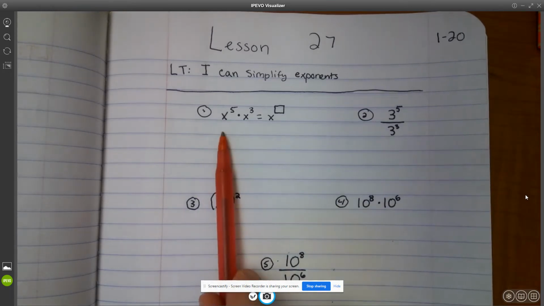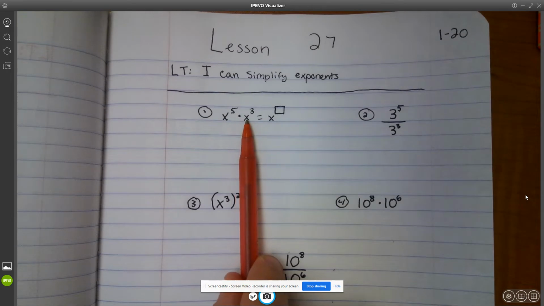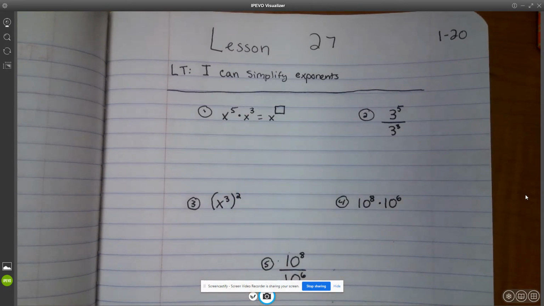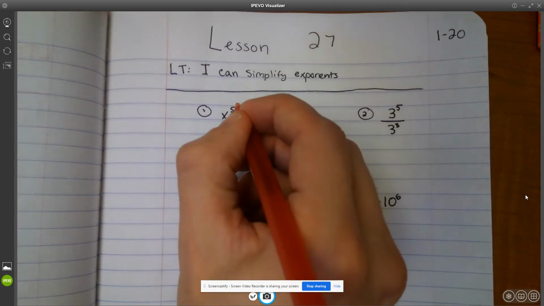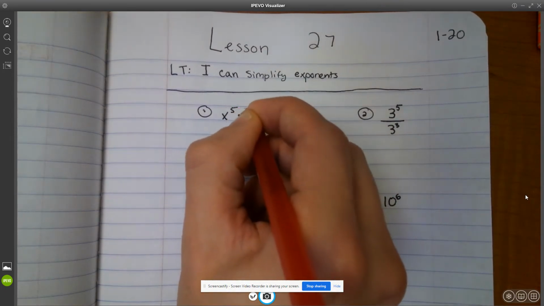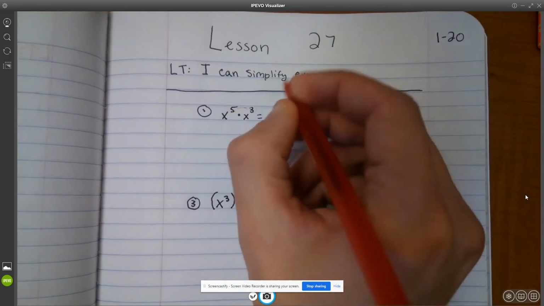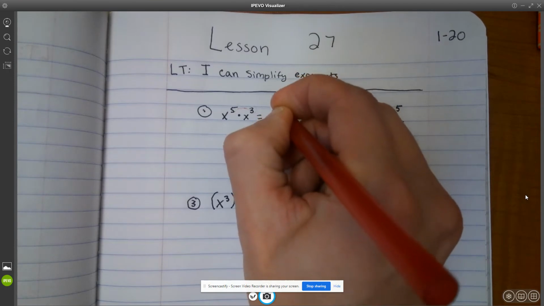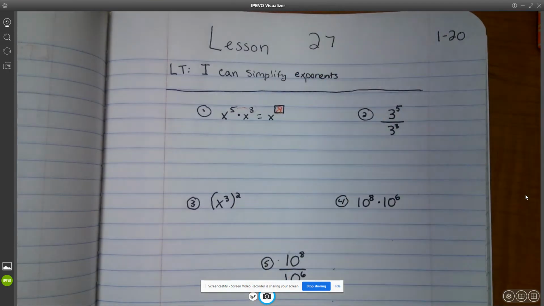Here we have x to the 5th power times x to the 3rd power equals x to how many powers. And so what we're looking at here is when we are multiplying with exponents, we are just going to take our exponents and we are going to add them. So 5 plus 3 would give us 8. So x to the 5th times x to the 3rd would give us x to the 8th.